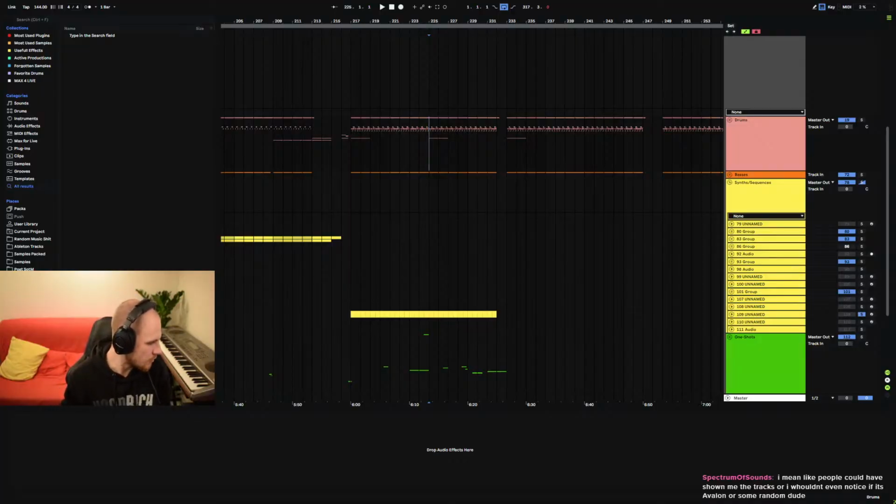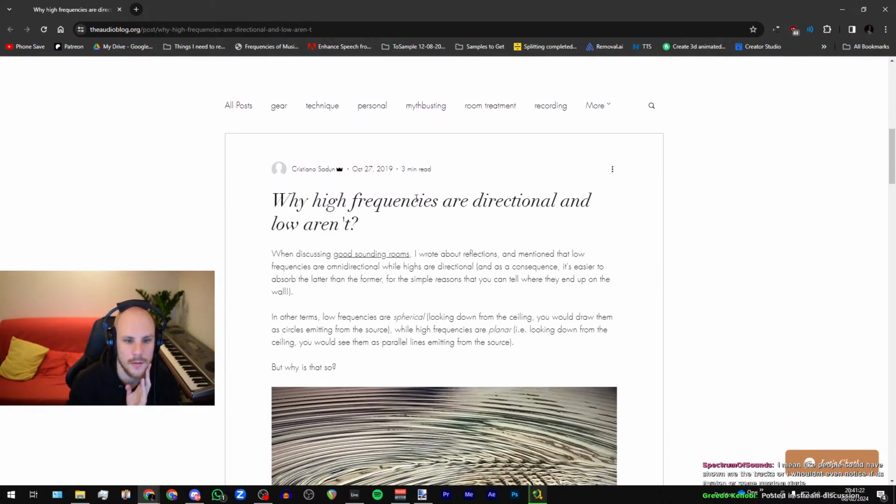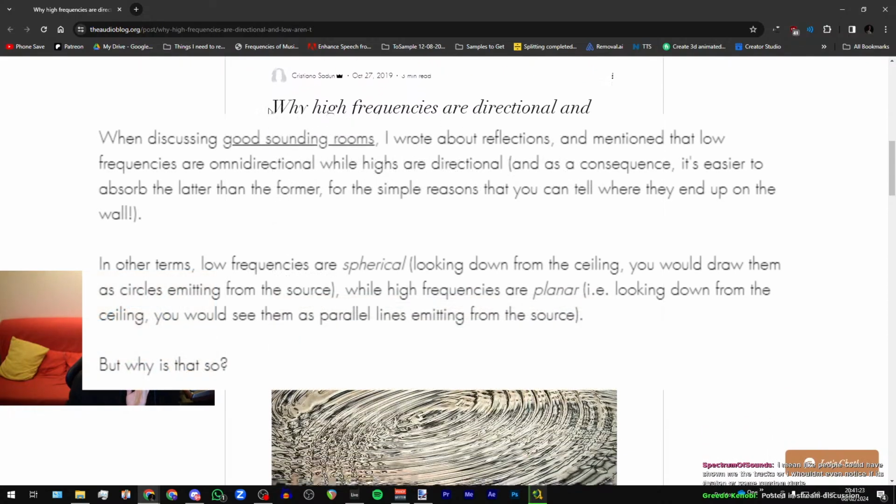Let's have a look at this article. The audio blog, Why High Frequencies Are Directional and Low Aren't. When discussing good sounding rooms, I wrote about reflections and mentioned that low frequencies are omnidirectional while highs are directional, and as a consequence, it's easier to absorb the latter than the former, for the simple reason that you can tell where they end up on the wall.